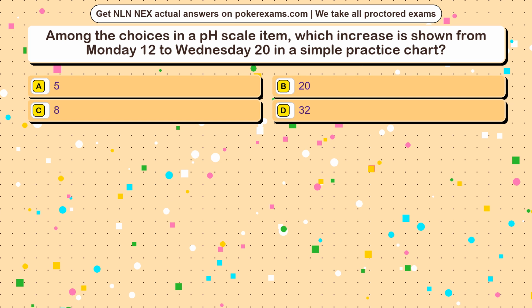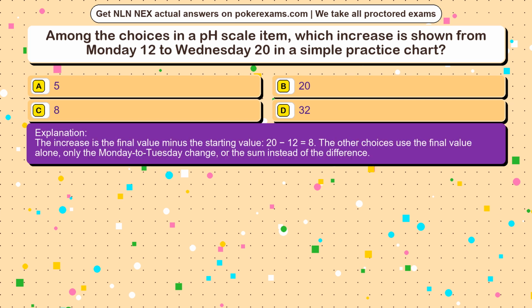The correct answer is option. The increase is the final value minus the starting value, 20 minus 12 equals 8. The other choices use the final value alone, only the Monday to Tuesday change, or the sum instead of the difference. Question 16.